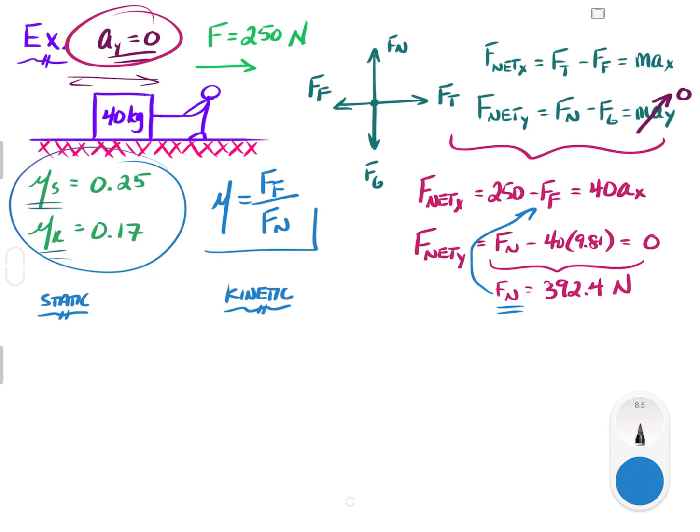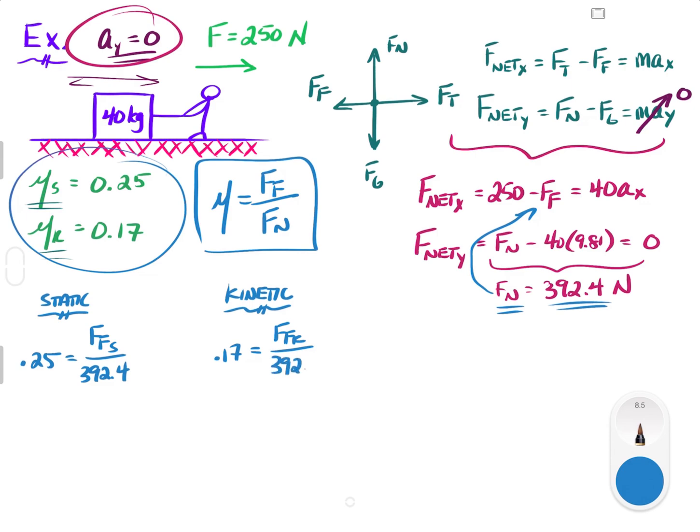So I will use this equation right here. Static coefficient is 0.25. My force of friction, we don't know. I'm going to put a little s for static friction. And my normal force, which I calculated over here, is 392.4. And I will do the same thing over here with the kinetic coefficient. You don't have to calculate both, but I do recommend it. Worst case scenario, you calculate a number you don't need, but you have everything at your hands for analysis. So 0.25 times 392.4. So the static friction is 98.1 newtons, and the kinetic friction is 66.71.